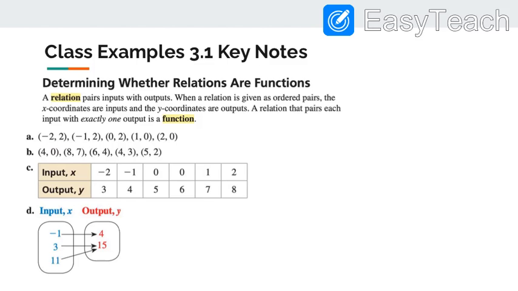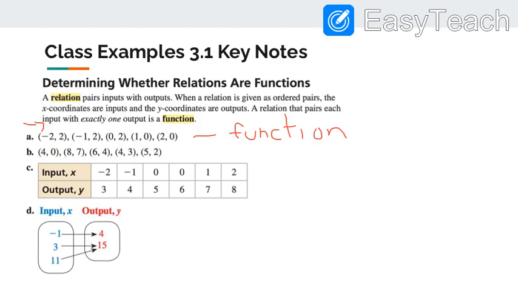So you'll want to look through each of these, and you want to decide, does everything that has an input have exactly one output? This first one, all the x values are independent, and even though some of the y values are the same, like there's the 3 2's and the 2 0's, because all the x values are independent, this first one is a function. Because it matches that rule of each input has exactly one output.